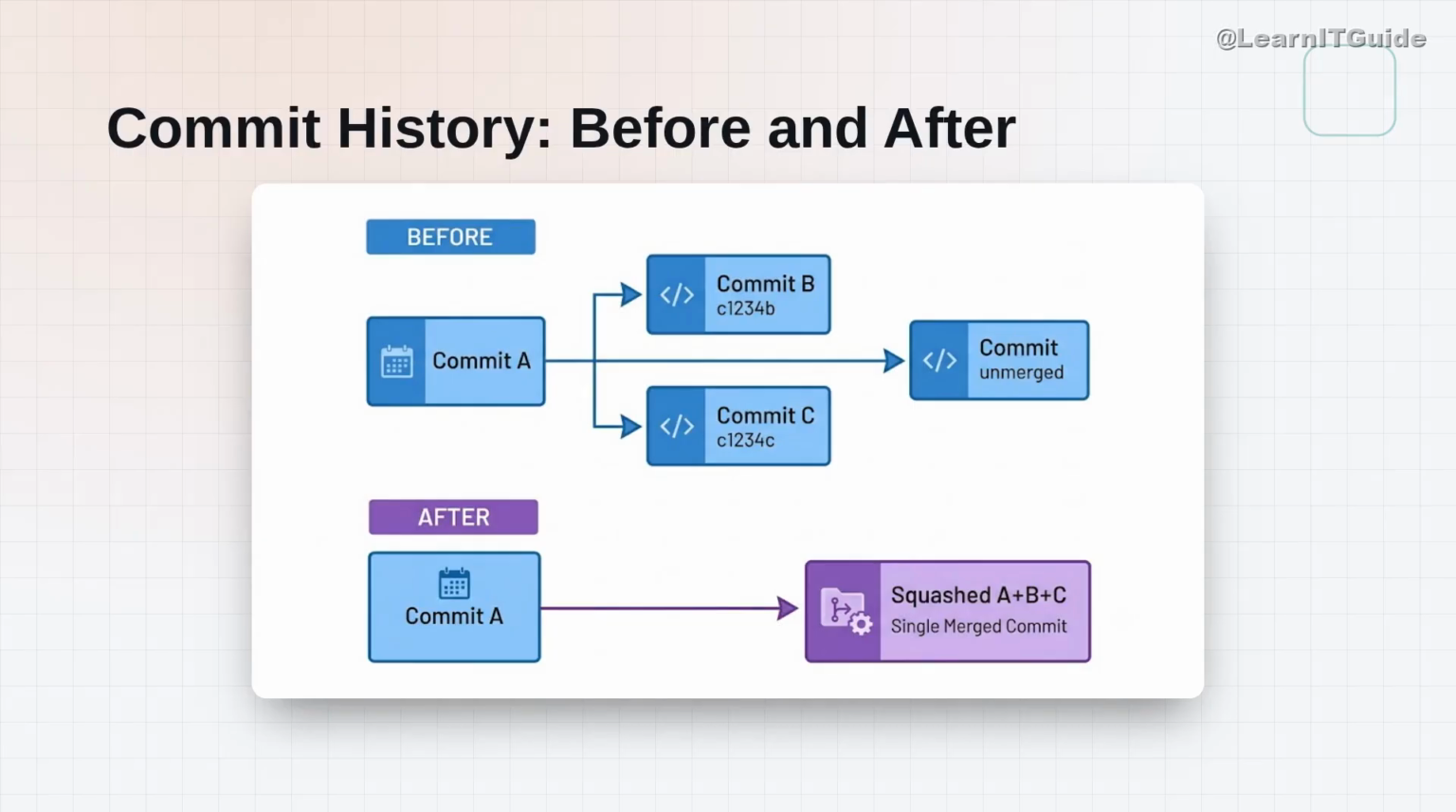Now let us look at how this works internally. When you have a series of commits in your feature branch, the commit graph looks like a linear chain. When you perform a squash, Git takes the code changes from all these separate commits and compresses them into one new object. The history is rewritten. The old noisy commits are discarded and replaced by one clean, descriptive commit that represents the entire feature.